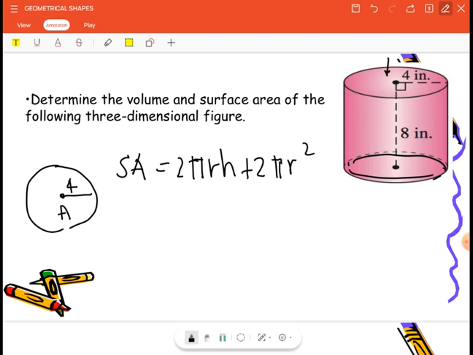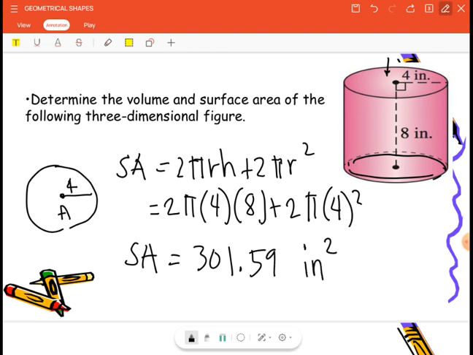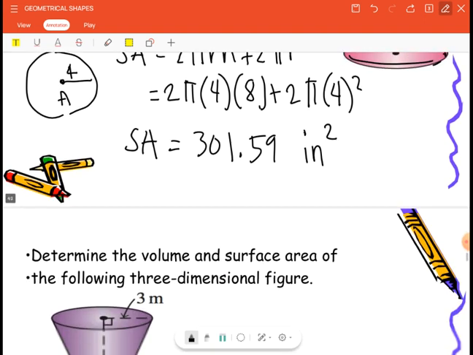Okay? So, substitute lang natin 2 pi. Ako di ko na nilalagay yung value ng pi kasi nasa calculator naman. Then, yung r is 4, tas yung height na 8, plus 2 times pi times 4 squared. Okay? And this will give us the value of 301.59 square inch. Yan. Okay? So, next.